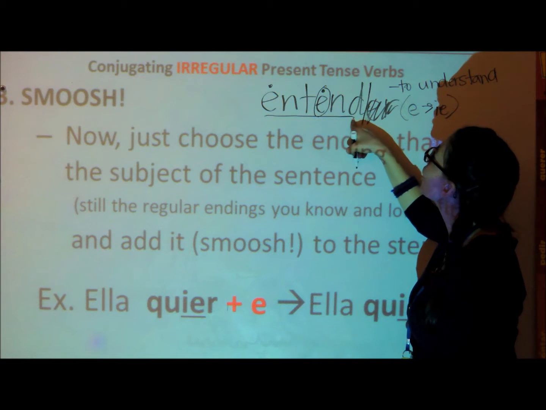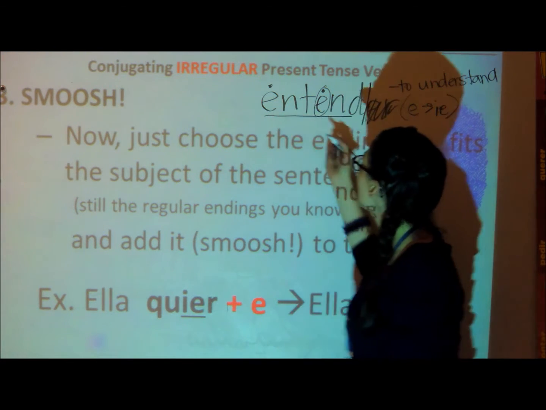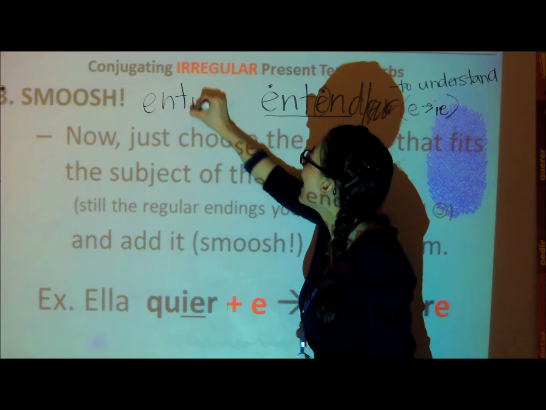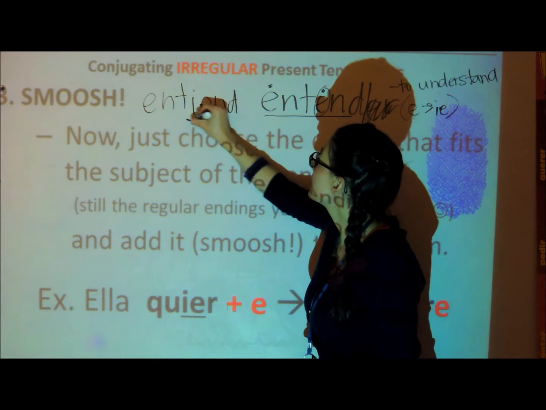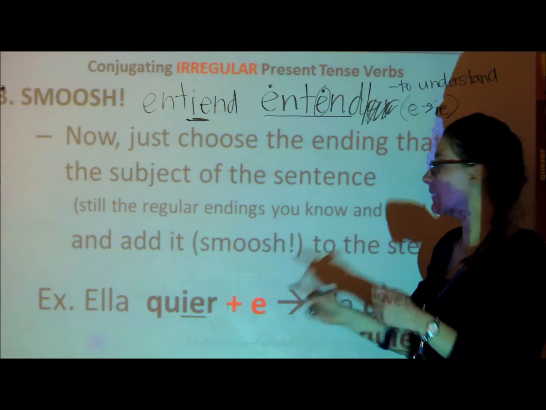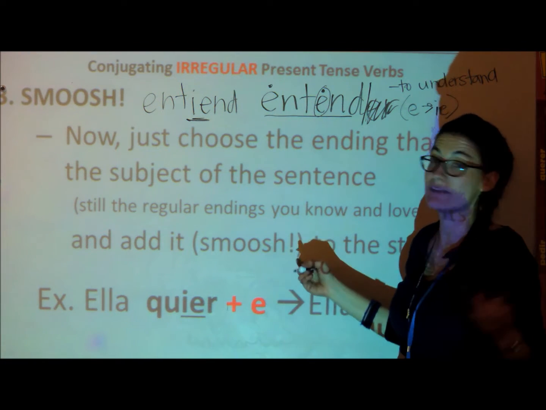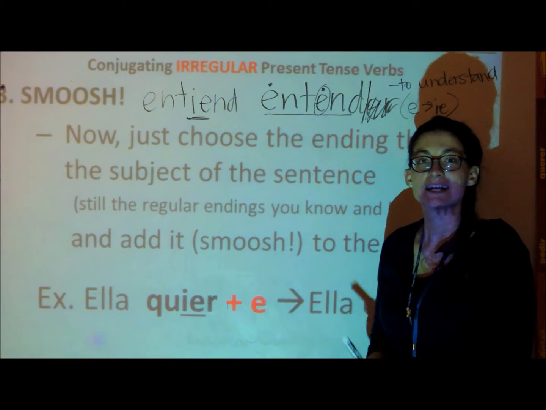It's the second one, the one that is closest to the end. Okay? So the new stem would be E-N-T-I-E-N-D. Entiende. And you would add the E for entiende if it was ella, or usted, or él. Okay? I hope that is clear.